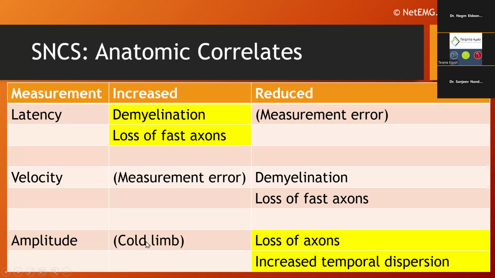So we always need to measure temperature. Temperature measurement is very important because it not only affects amplitude, but it can also affect the latency and conduction velocity. So you may get an increased latency with a very high amplitude because of a cold limb, and that can mask an axonal disease process. Similarly, you can get loss of amplitude due to loss of axons and increased temporal dispersion. Increased temporal dispersion is a little difficult to measure in sensory nerve conduction as compared to motor.